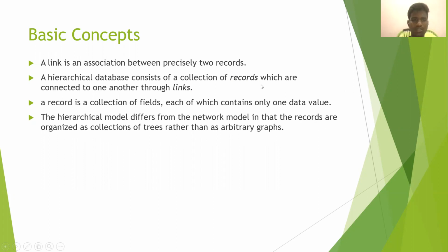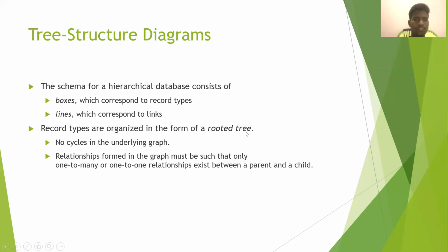A database means it's a collection of records which are connected by using links. Here, a record is a collection of fields. A collection of fields means attributes. So each contains only one value. Each attribute contains only one value. The hierarchical model is very different from the network model. In the hierarchical model, records are organized in the manner of a tree, but the network model is in the form of arbitrary graphs.